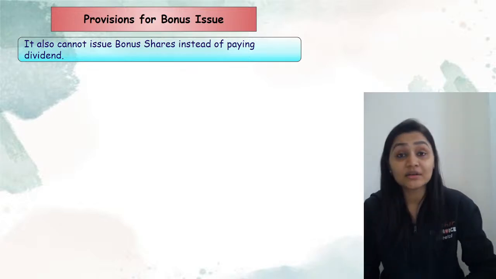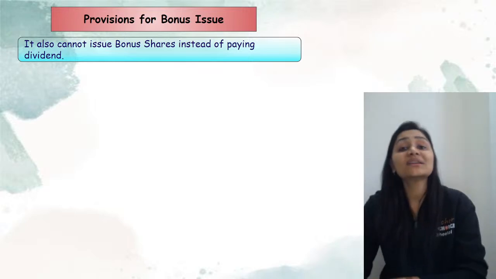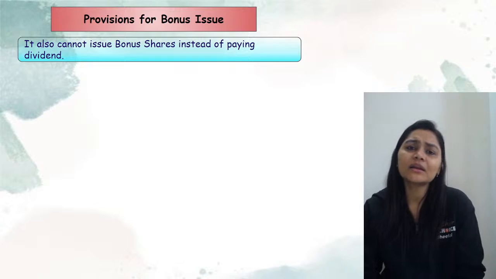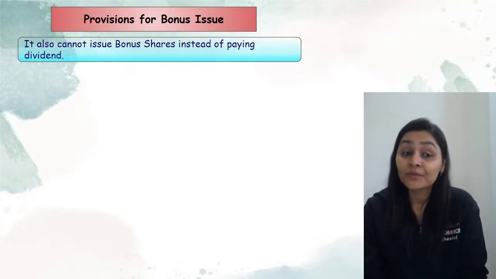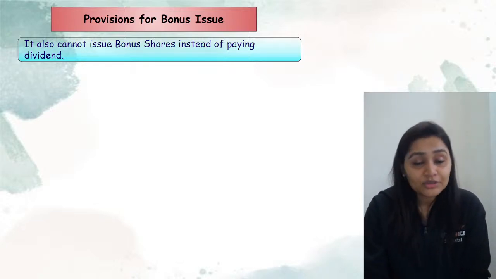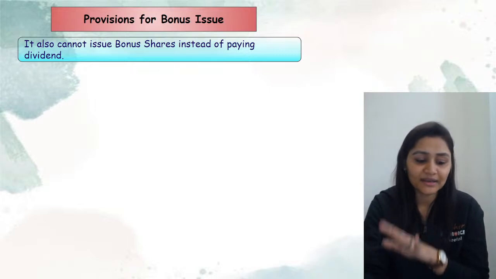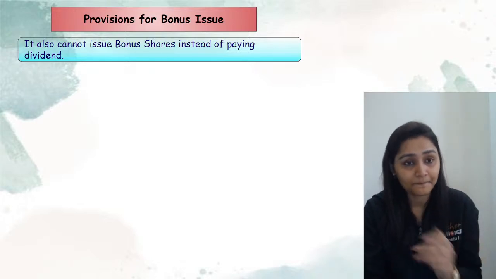So first clear the dividend. Then if you are still having something with you, then you can think of paying the bonus shares. But the bonus shares cannot be issued instead of paying the dividend. Dividend must be cleared first.